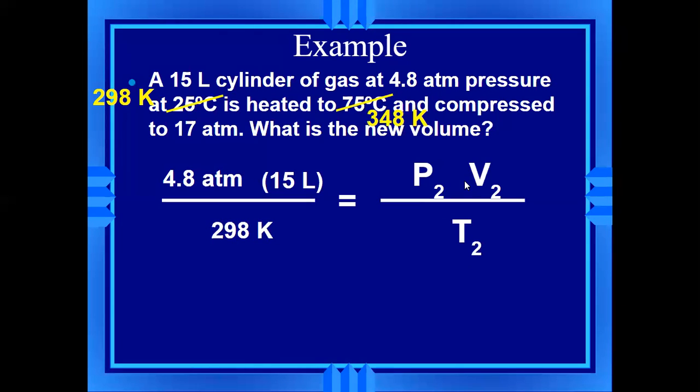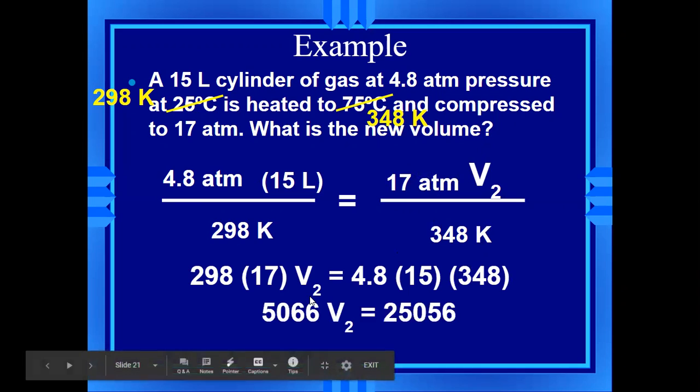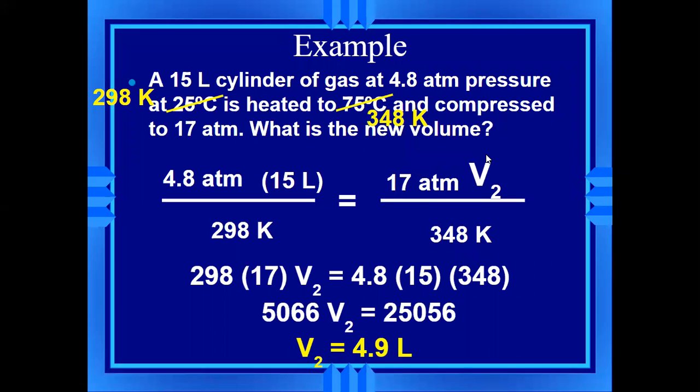Now let's move on to plugging in our final conditions. Our final pressure is 17 atmospheres, and our final temperature is 348. We do not know what our V2 is yet. That is what we are solving for. So you rearrange this equation, however you want to do it, to solve for V2. You'll get that your V2 is 4.9 liters.